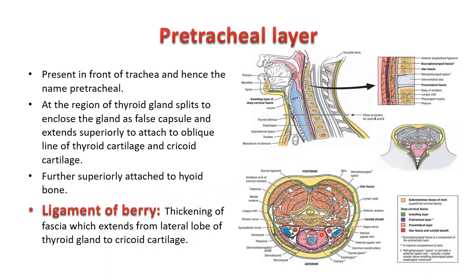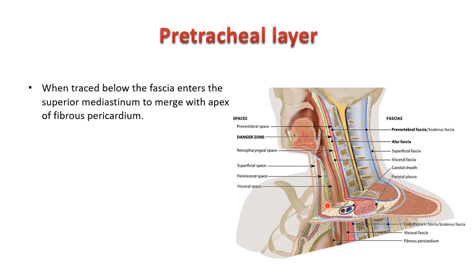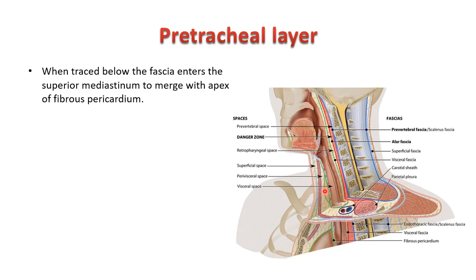Now from the posterior part, you have a thickening of this fascia from the lateral lobe of the thyroid to the hyoid bone, called the suspensory ligament of Berry. Okay, so here you are able to see the pretracheal layer of the deep cervical fascia. It splits to enclose the thyroid gland, and below, if you trace this fascia, it merges with the fibrous pericardium of the heart. So it enters the thorax via the superior mediastinum.